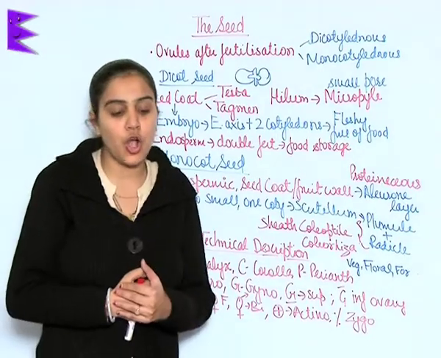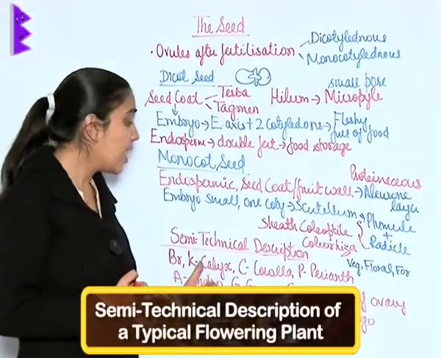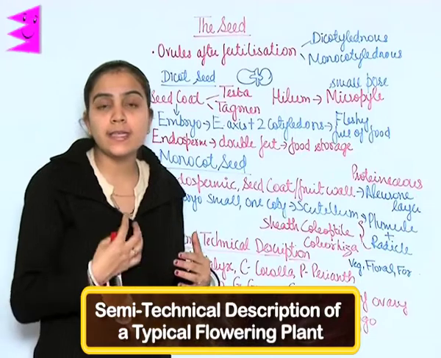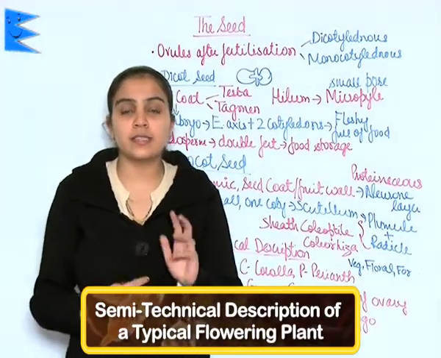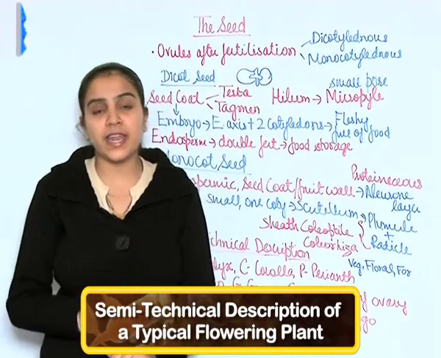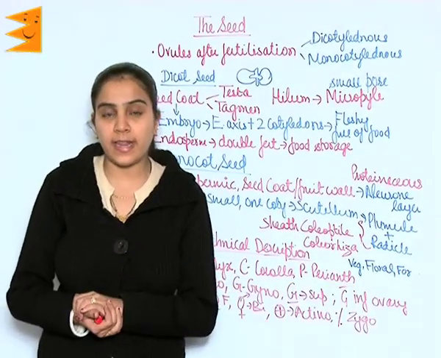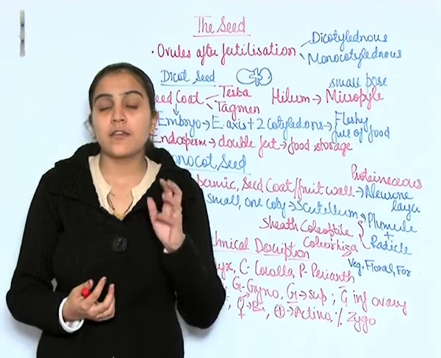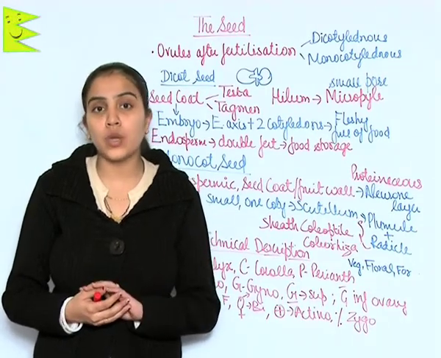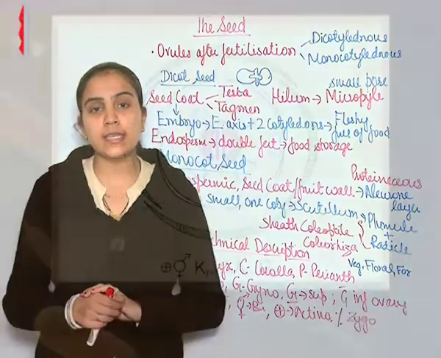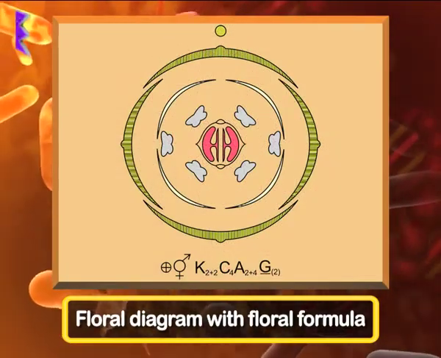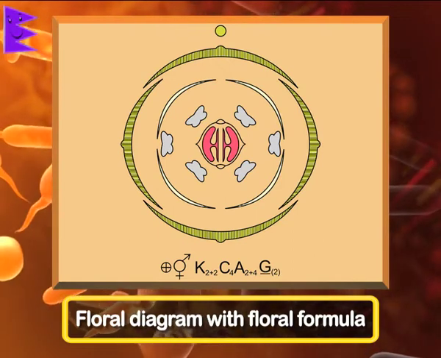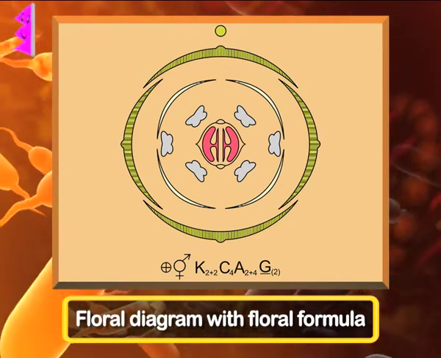Semi-technical description of flowers. Whenever we describe a flower, we usually describe its vegetative characters, then its floral characters, and these days we then write down its floral formula. You can see in the diagram a floral diagram and formula is shown. Let us understand the various terminologies of it.